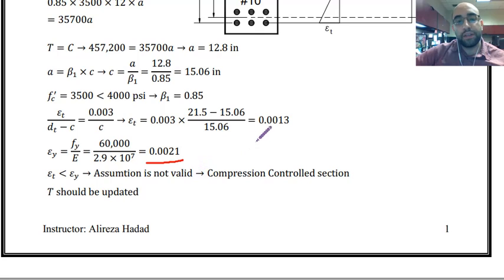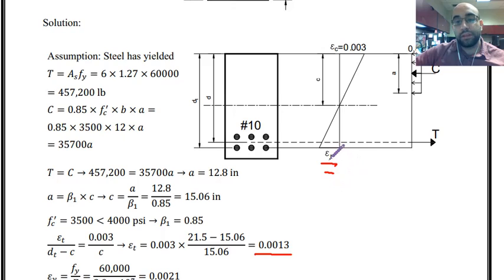So comparing the strain that we have over here at the bottom layer of steel, or epsilon t, versus yield strain, you can see steel has not yielded, which has two meanings. First, the section is not tension controlled. This section is compression controlled. As you remember, we had these classes of section. We said if this strain is equal to the yield strain when concrete reaches maximum compressive strain, the section is balanced.